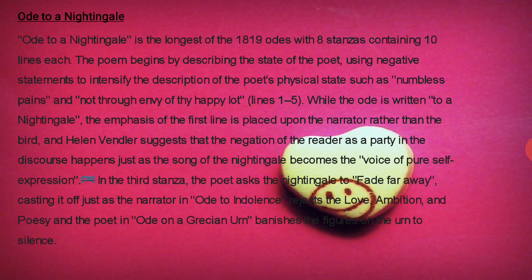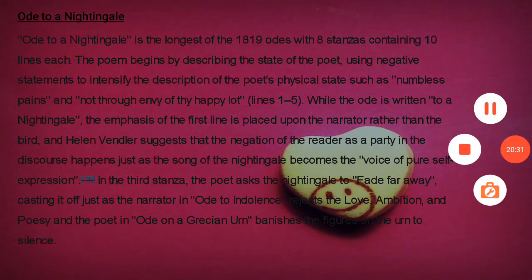So now we come to the main part of our book, that is the poem Ode to a Nightingale. In this class we are going to discuss what Ode to a Nightingale is, what the theme is, and when it was published. Those things we are going to see in this class.